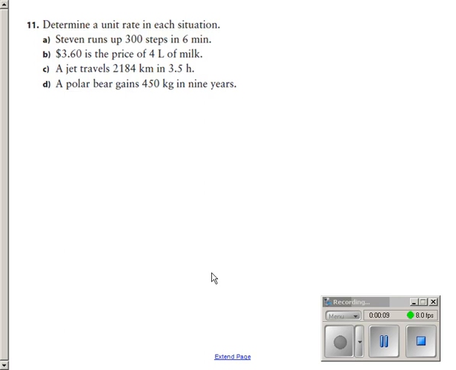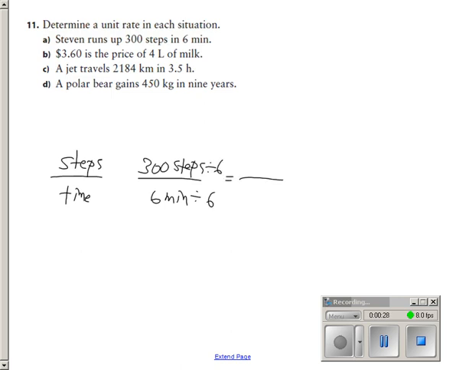So Stephen runs up 300 steps. So we're going to do a steps to time ratio. 300 steps in 6 minutes. And to make a unit rate, I have to divide by the second term in order to get it to be 1, in this case 6. And I have 50 steps per minute.